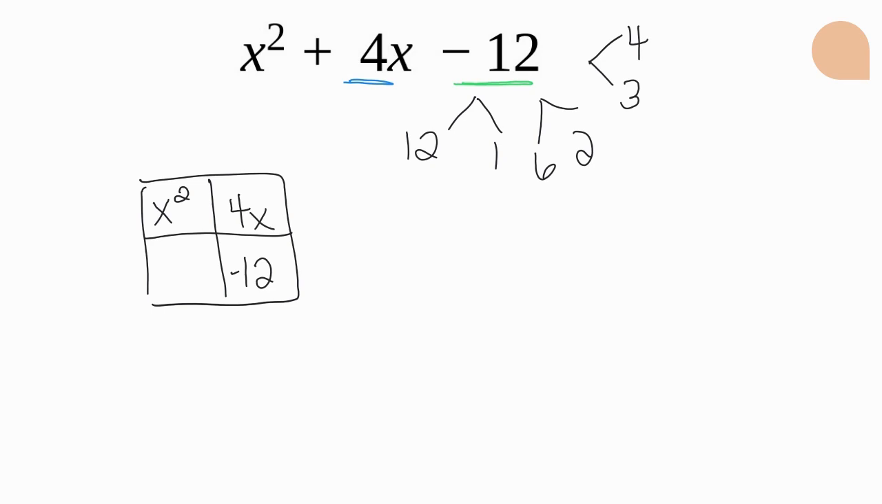Well, there's nothing I can do with 12 and 1 that would give me positive 4, adding or subtracting. There's nothing I could do with 4 and 3 that would give me positive 4, either adding or subtracting. But I could subtract 2 from 6, and that would give me positive 4. And 2 times 6 would also give me negative 12. So I'll go ahead and erase positive 4 from my box. And instead of positive 4, I'll write 6x and negative 2x.